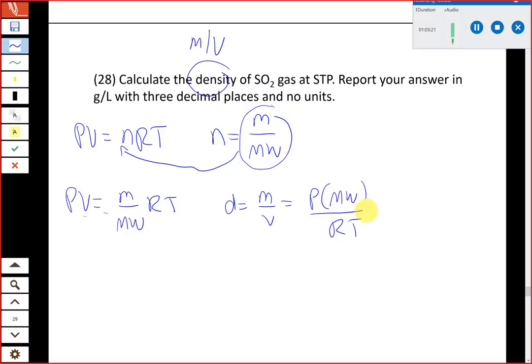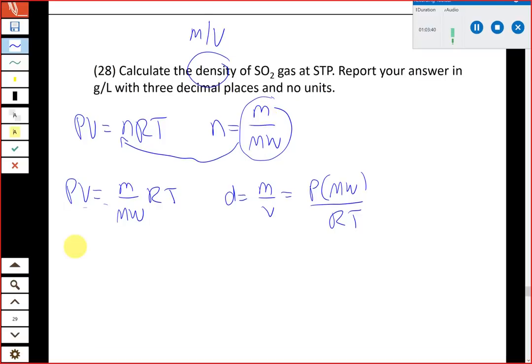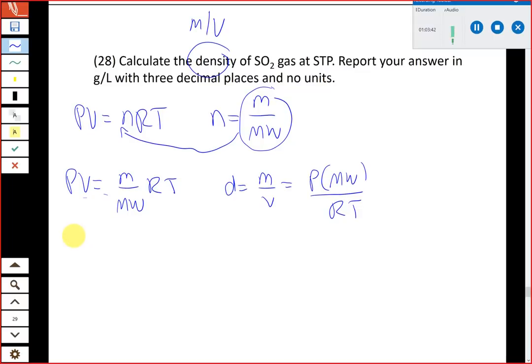Now, if you want to commit mental bandwidth to memorizing this equation, or if you want to put it on your cheat sheet, that's perfectly fine. That density is pressure times molar mass over RT, but like I said, it comes straight from the ideal gas equation, so if you forget it, you can still get to it like I did, showing you here. All right, so now we're ready to do the problem.